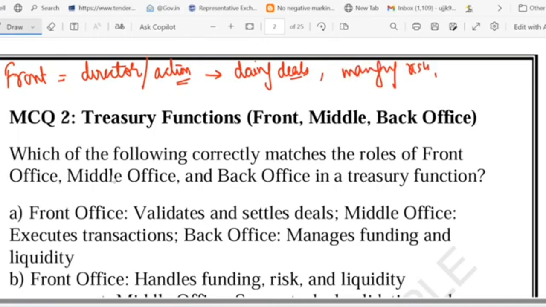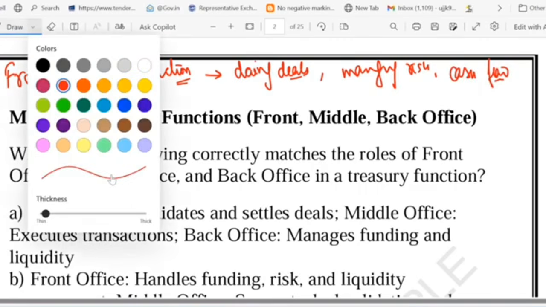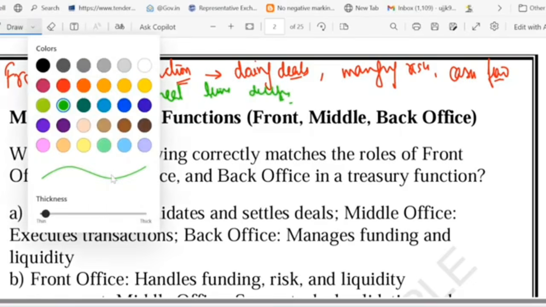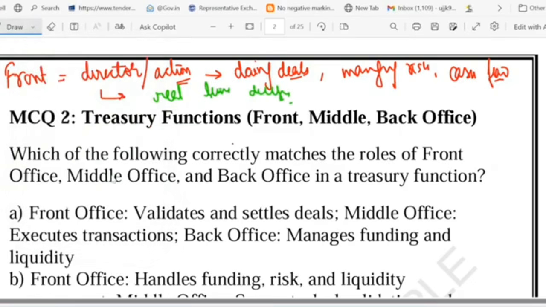They are handling the cash flow. So basically what they do, they make the real-time decision. Let me write it down. They make the real-time decision in the market. Who? Front office. So we are currently producing a movie. Just try to imitate it.